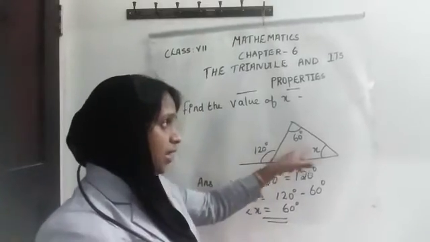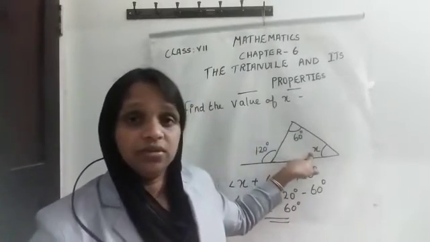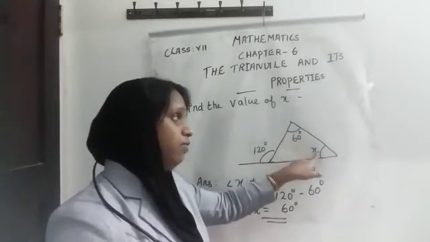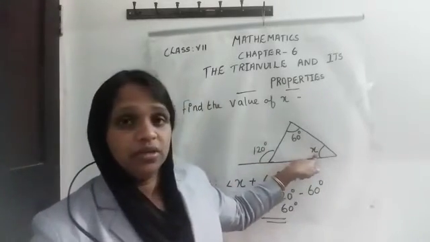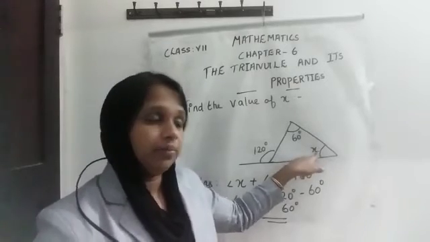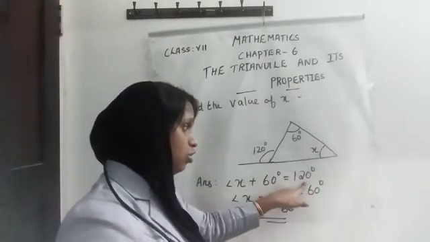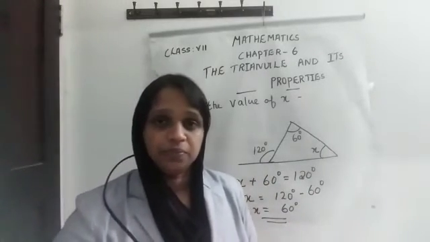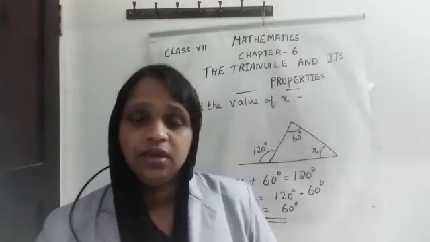So here the angle x is not an exterior angle, but here one exterior angle is given and we want to find this interior angle. So here we want to use the exterior angle theorem. That means exterior angle is equal to sum of interior opposite angles. Got it, students? Okay.